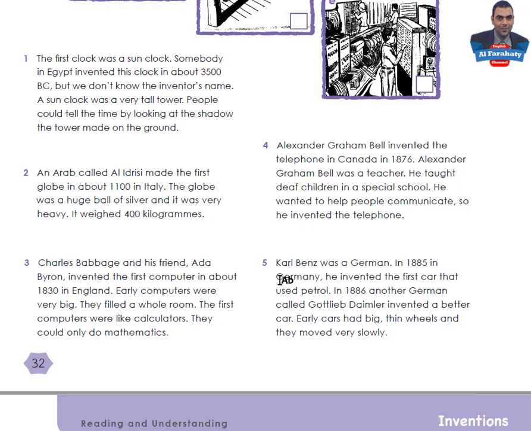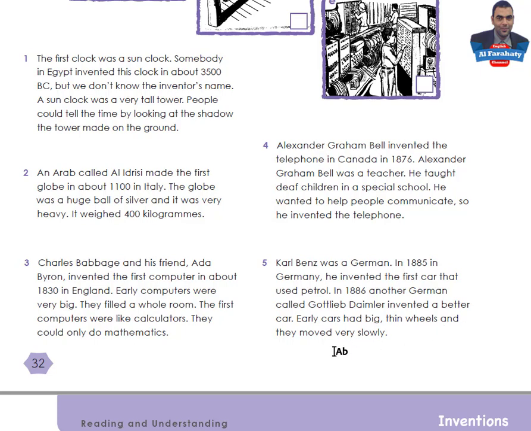5. Carl Benz was a German. In 1885 in Germany, he invented the first car that used petrol. In 1886, another German called Gottlieb Daimler invented a better car. Early cars had big, thin wheels and they moved very slowly.